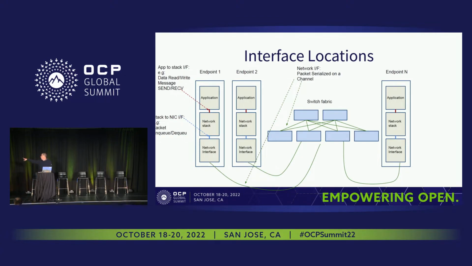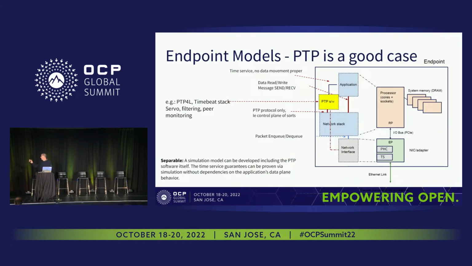The interface between the switch and the NIC, again, is Ethernet, IP over Ethernet. Above that, you have the network stack to network interface within a host, and then the application to a network stack. So let me double click into an endpoint, because that's where I connect this to PTP. So here on the right, you see the physical representation. You have the root complex, and you have the processor with the DRAM. Below, you have the endpoint, which is the NIC, with a PHC, with timestamping.